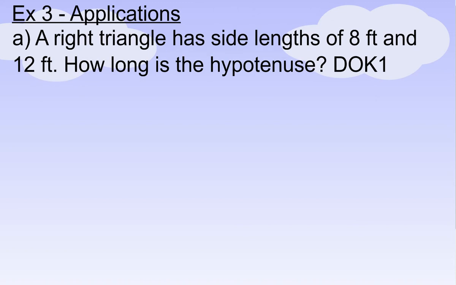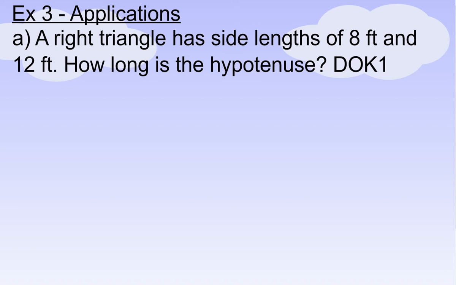Most of the problems you're going to see in terms of Pythagorean theorem are not going to be just straight up giving you a triangle and going, what's the missing side? Most of the time, they're going to be wordy problems. And that's where we're going to spend a large amount of our time when we're talking about Pythagorean theorem, on the word problems. So here we go. The first one says, a right triangle has side lengths of 8 feet and 12 feet. How long is the hypotenuse?